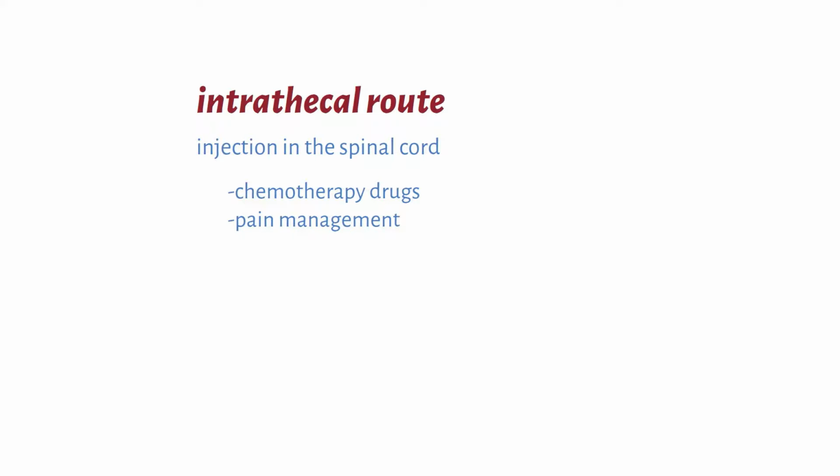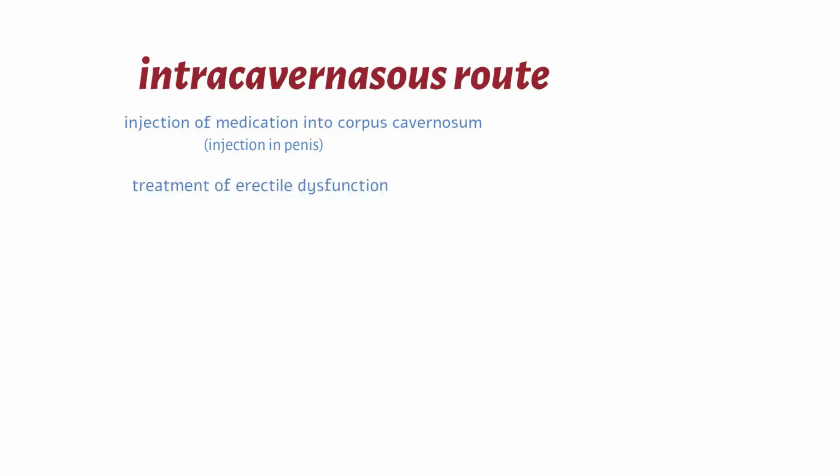The intrathecal route involves injection into the spinal cord and is commonly used in administration of chemotherapy drugs or in pain management. We also have the intracavernosus route, and this involves injection of medication into the corpus cavernosum. It's mainly used in the treatment of erectile dysfunction.